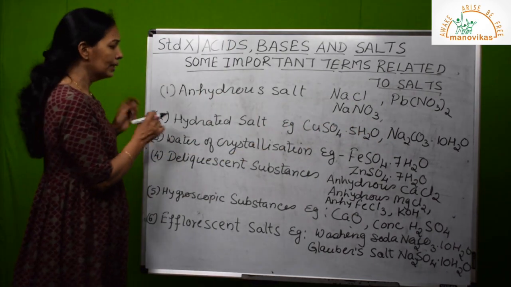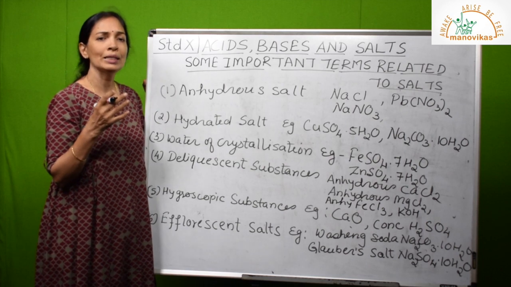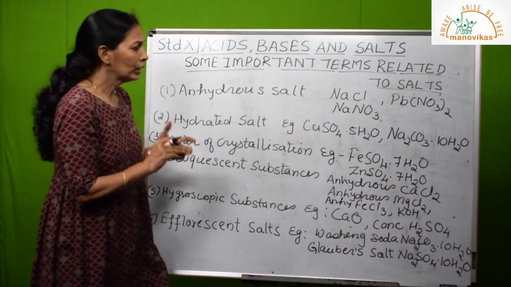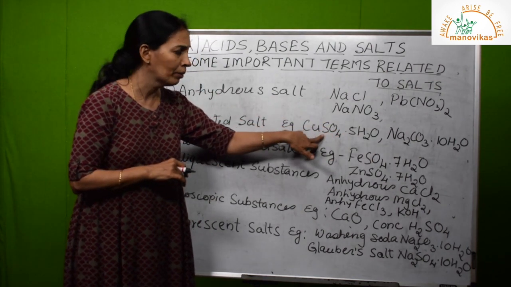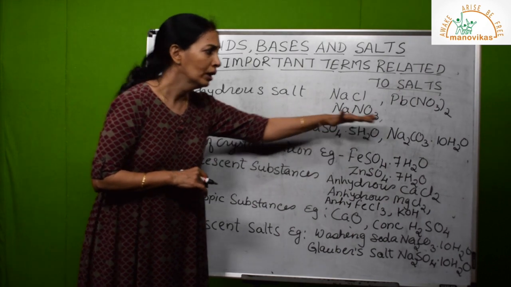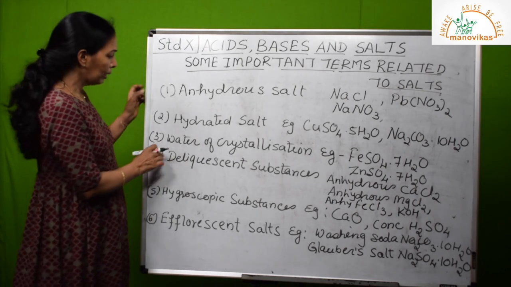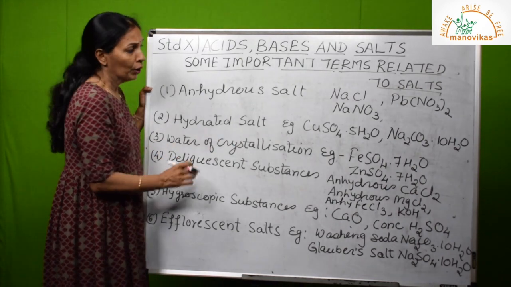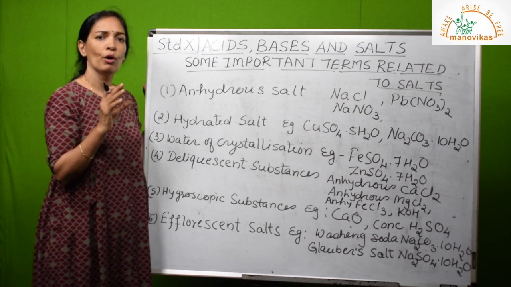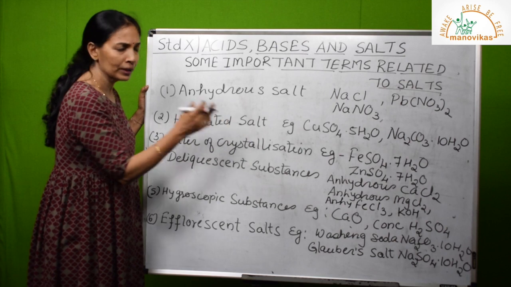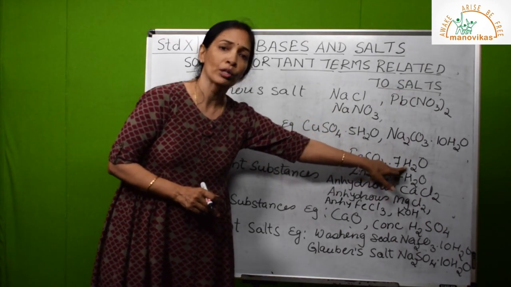Second is hydrated salt. A salt which contains water molecules loosely attached to one molecule of it. Here, 5 water molecules are loosely attached. This dot shows they are loosely attached to one molecule of copper sulfate. So this is a hydrated salt. This is Na2CO3.10H2O, sodium carbonate decahydrate. Third is water of crystallization. The water molecules loosely attached to one molecule of a salt are called water of crystallization. So the salt is the hydrated salt and the water molecules are the water of crystallization.